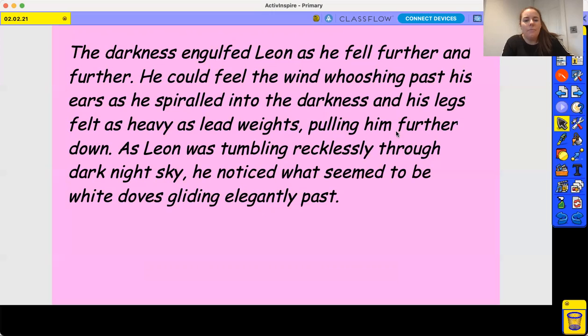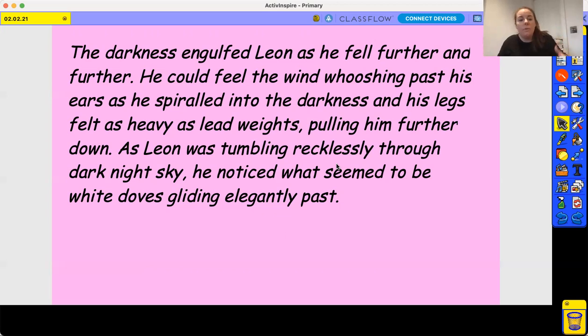So we've got an example there that his legs were heavy because they were being pulled, and that implies that he was falling quite a far way, and he was going towards wherever he was going, the ground or whatever he was going to fall towards, and that it felt really heavy, pulling him down. As Leon was tumbling recklessly, okay, so that implies that he wasn't graceful. Okay, he was falling from some height, and we know that gravity would pull him down anyway, so he wouldn't have any control over how he was falling. But he didn't just fall straight, he was tumbling, and recklessly implies that it wasn't a swift, nice fall.